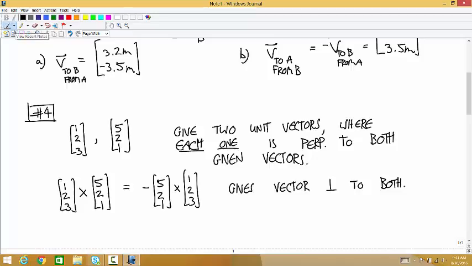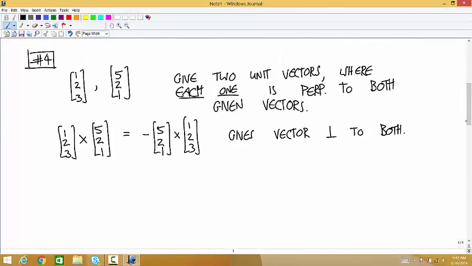Anytime the word perpendicular comes up in mechanics, I mean really in any class, the first thing you should think is cross product, and the second thing you should think is dot product, because you know the dot product of two perpendicular vectors is equal to 0. So take the cross product of, and it doesn't matter, you could do 1, 2, 3, 5, 2, 1, or you could do 5, 2, 1, 1, 2, 3. They're opposite directions, but what do you get if you take that cross product?